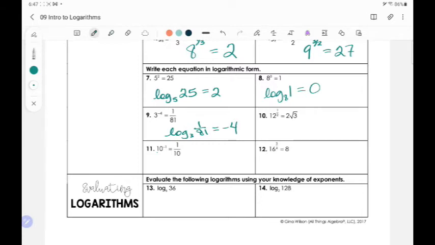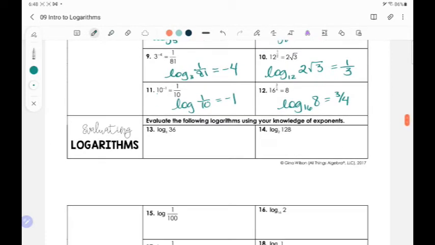Right now, all we're doing is putting everything in its proper place. This one looks a bit more complicated, but just remember, all we're doing is writing it in its proper place. So we have a log base 12 of 2 square roots of 3 equals 1/2. This one, we have a base of 10, and it's 10 to the power of -1. So we're going to do log base 10. Remember, we don't write the 10. Log of 1/10 equals -1. That makes sense. And the last one, we have a log base 16 of 8 equals 3/4.